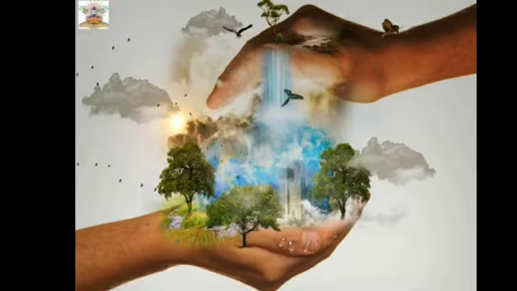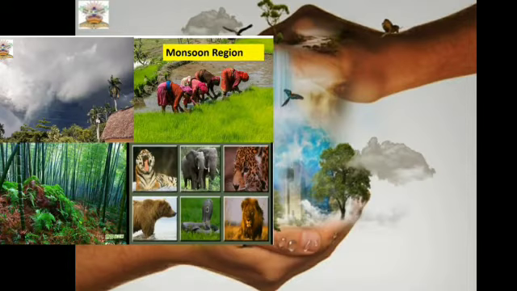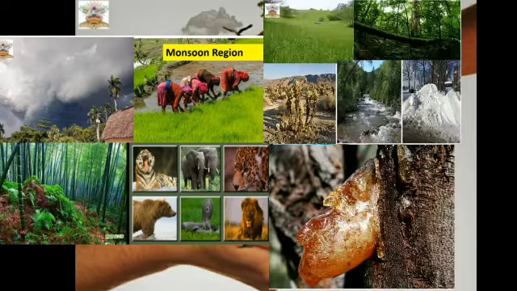Now for example, students, in the monsoon region, agriculture and allied activities, meaning helping activities, form the main occupation of the people, right? In the equatorial region, students, you have forest over there, so you have forest produce like gum, honey, rubber, etc., which you get from the forest, right?